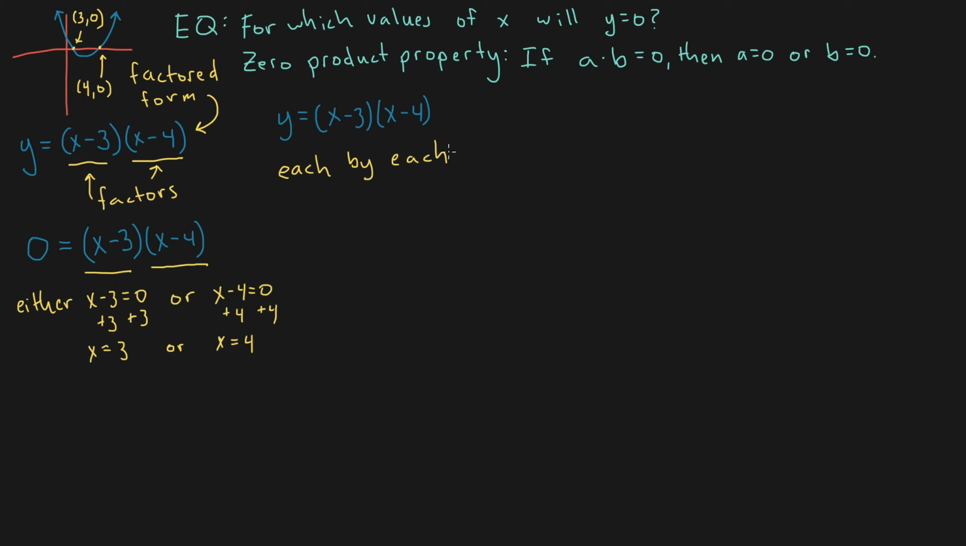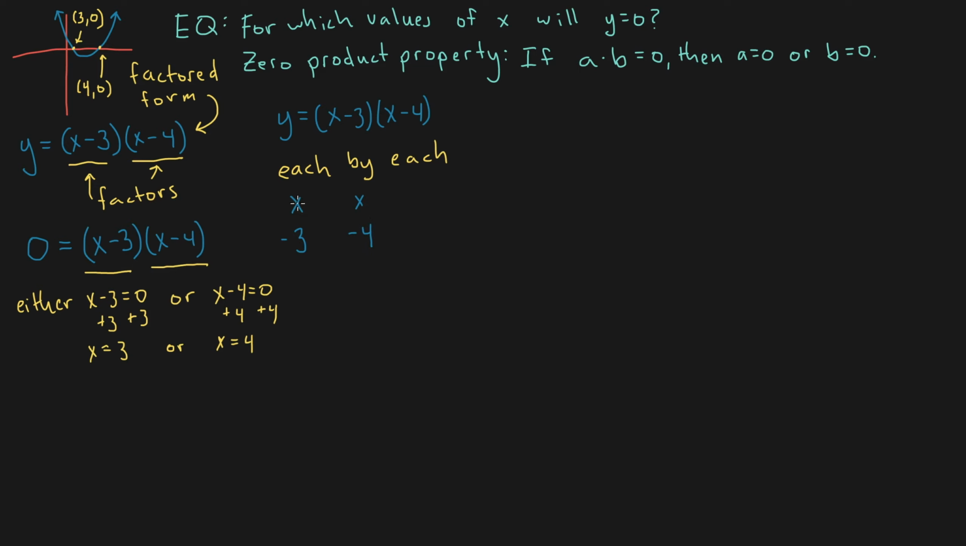Each by each, and the basic idea with each by each is that you take the terms inside each factor, and you make sure that you multiply both terms in this factor by both terms in that factor. So let me write out what that actually looks like. In our first factor here, we have an x and we have a -3. And in our second factor, we have an x and we have a -4.